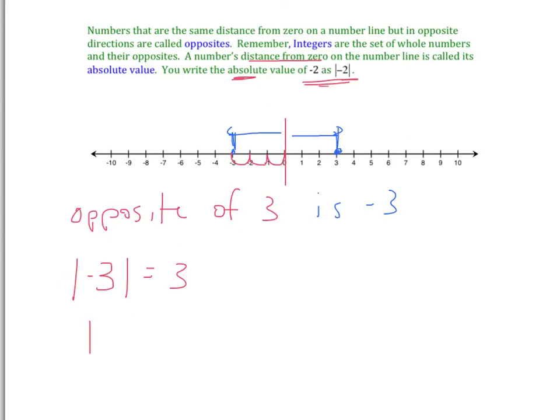What about the absolute value of 4? Well, let's find out. I start with 0, and I'm going to count to 4. 1, 2, 3, 4. So it's 4 units away. So do not get confused with opposite and absolute value, because absolute value is the distance from 0. Opposite means in the opposite direction.